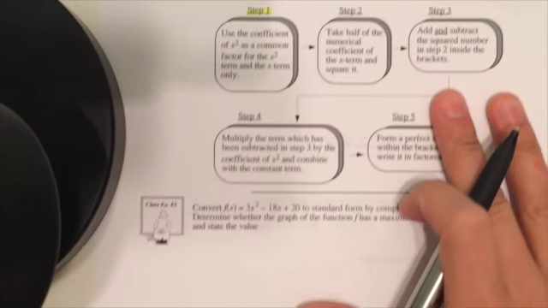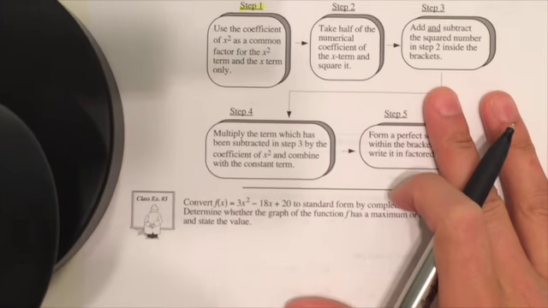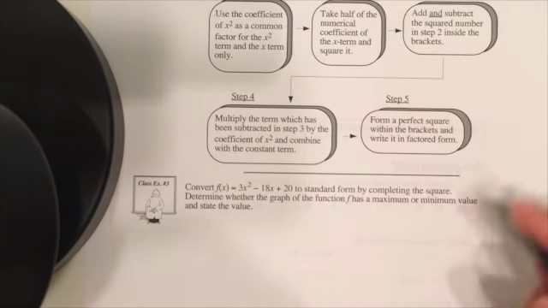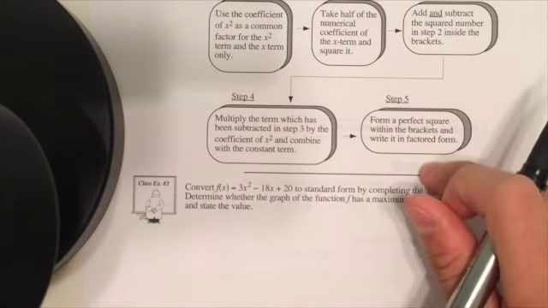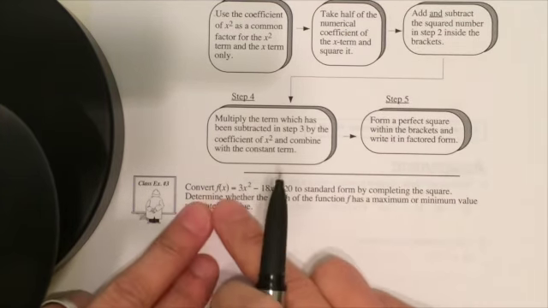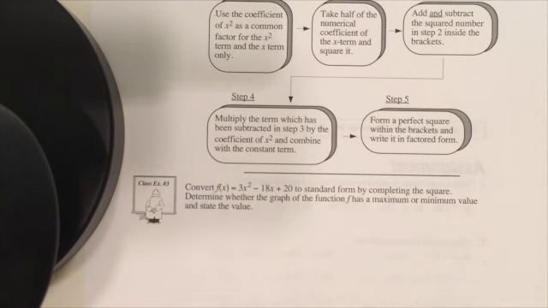Okay, so let's take a look at what's going to happen here. This was step 1, step 2, step 3, step 4, and step 5. So we want to convert f(x) equals 3x squared minus 18x plus 20 to standard form by completing the square, determine whether the graph of the function f has a maximum or minimum value, and then state that value.